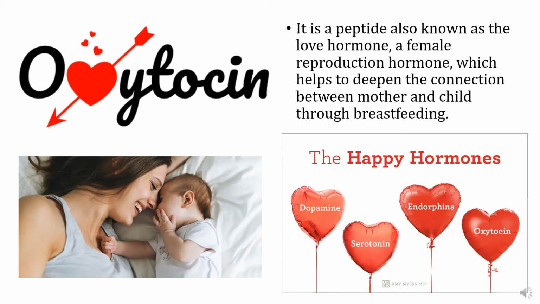It is a peptide also known as the love hormone, a female reproduction hormone, which helps to deepen the connection between mother and child through breastfeeding. It is transmitted to the brain tissue of the child, which creates a strong bond between them. This is the reason why it is considered the first form of love. Together with oxytocin, endorphin, serotonin, and dopamine are so-called feel-good chemicals that promote strong connections and bonds between people, since they are released during happy moments.